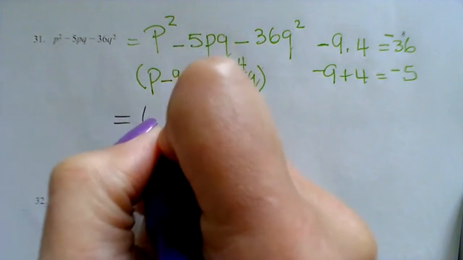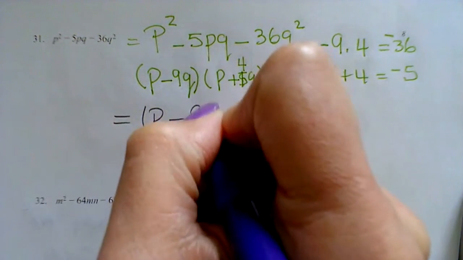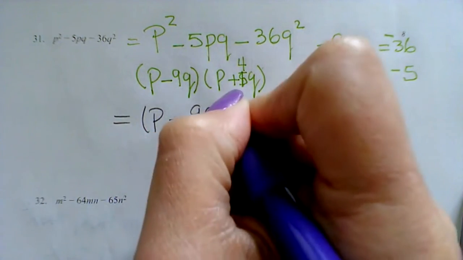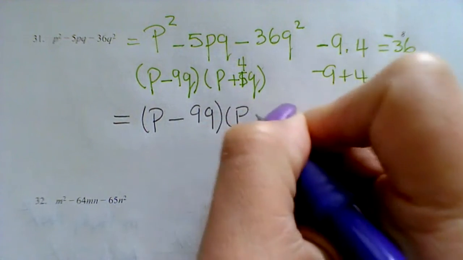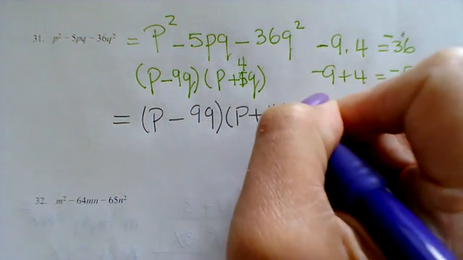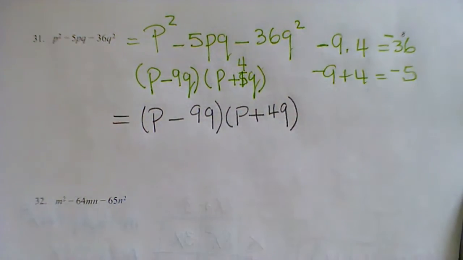So let me rewrite it. The answer is going to be p minus 9q times p plus 4q. Okay?